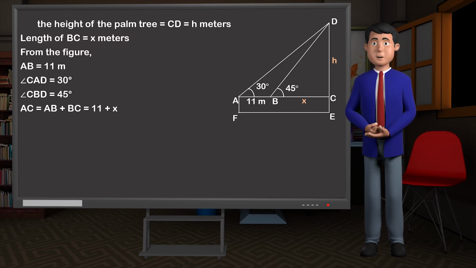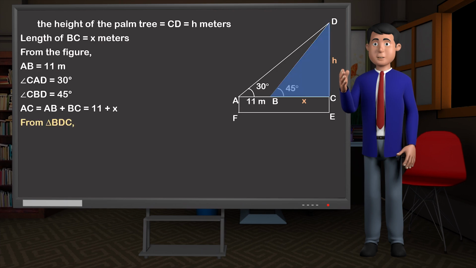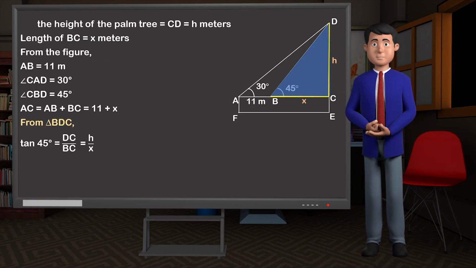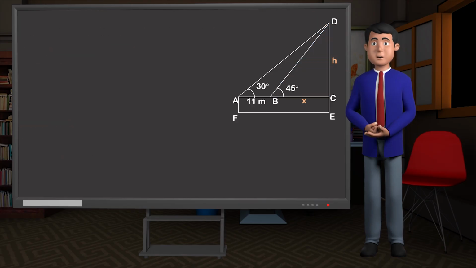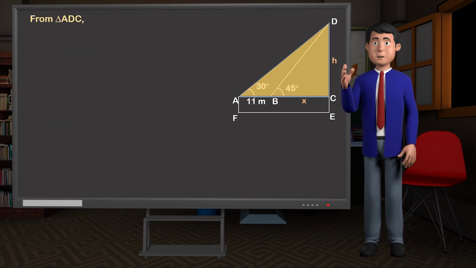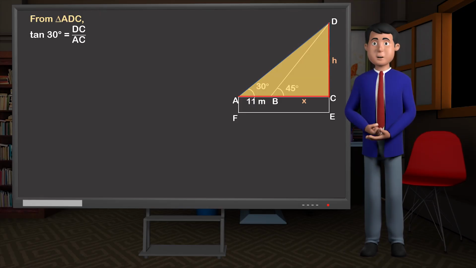We know tan theta is equal to opposite side divided by adjacent side. So, from triangle BDC, tan 45 degrees is equal to DC by BC. That is equal to H by X. We know tan 45 is equal to 1, which implies 1 is equal to H by X, which implies X is equal to H. From triangle ADC, tan 30 degrees is equal to DC by AC.